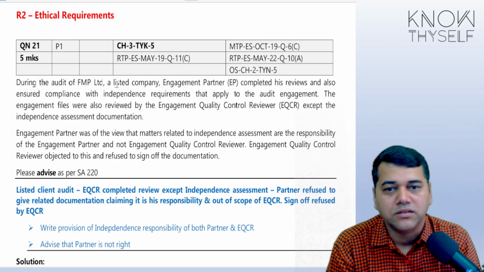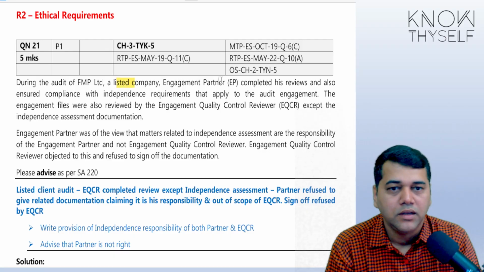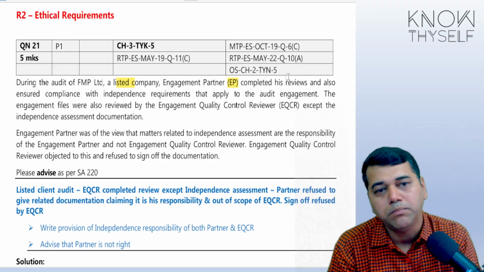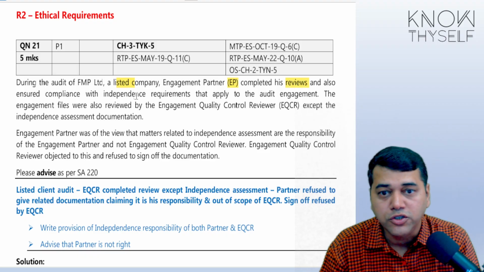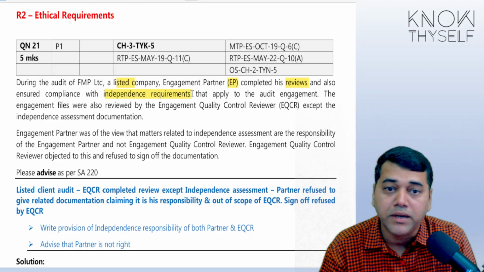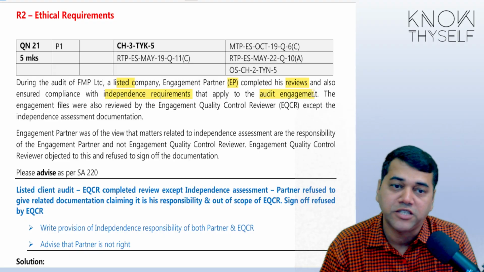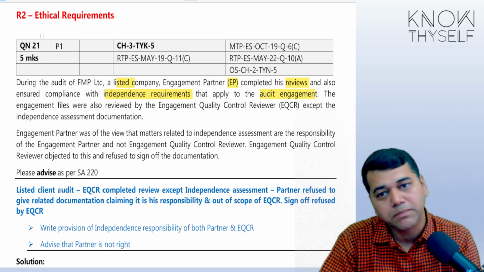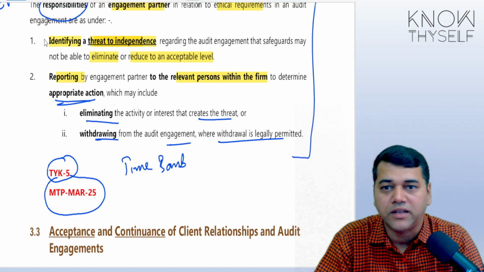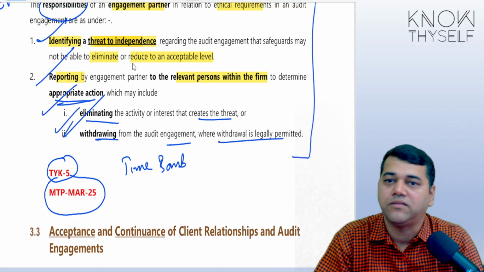During the audit of one listed company, there is one engagement partner who completed his review. Is he supposed to complete the review? Yes. And also ensured compliance with the independence requirements that apply to the audit engagement. That means the ethical part, the second one. Whatever they were supposed to do, they have done. Four points are done.